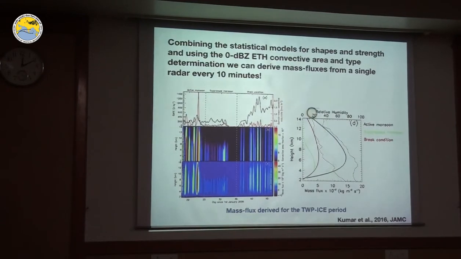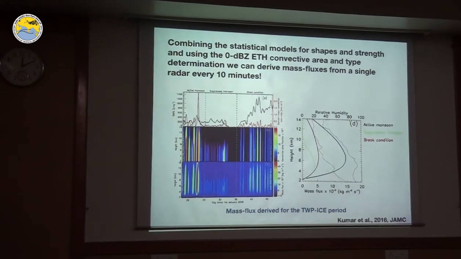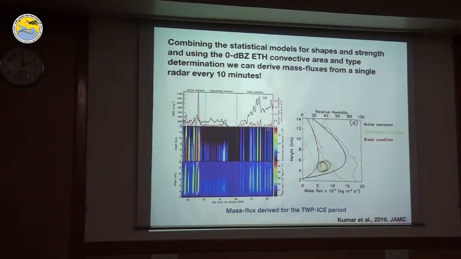And here we had three distinct periods in this experiment. We had a monsoon period, a suppressed period, and a monsoon break period. And these are the mass fluxes. So you see during the monsoon, the mass flux is the largest, when the monsoon is active. During the suppressed period, it's the weakest, and the break period is somewhere in between. And this is just predicted with our simple statistical model.